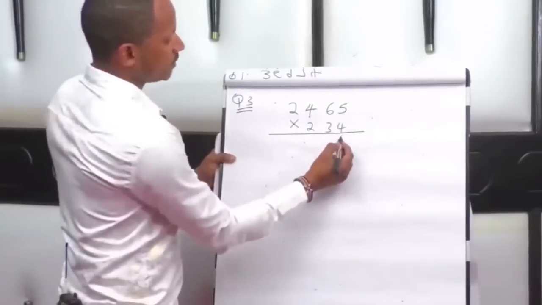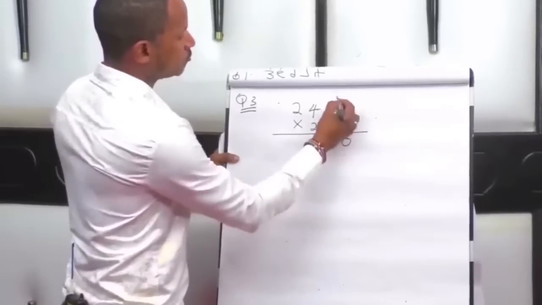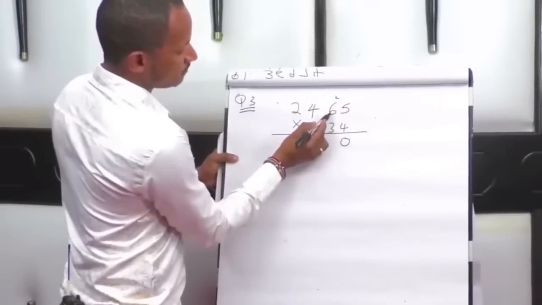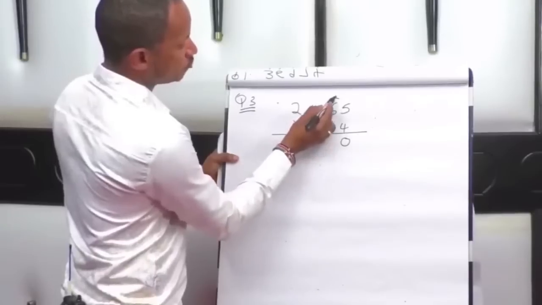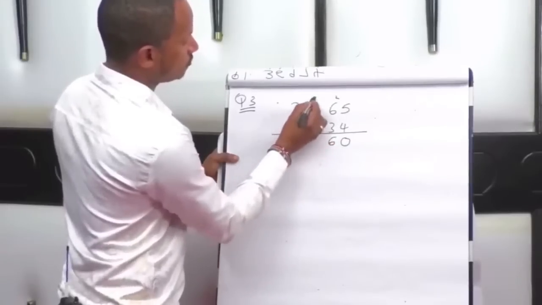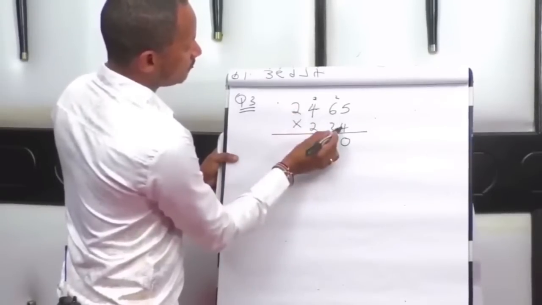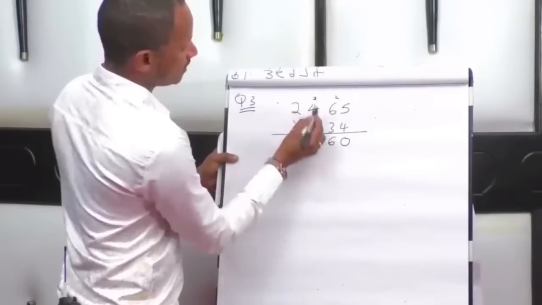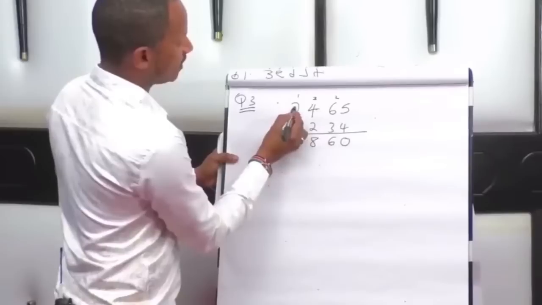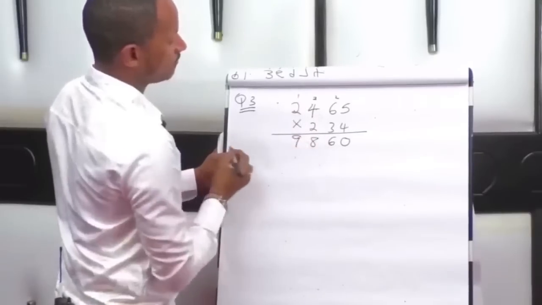So 5 times 4 is 20. 0 carry 2. 4 times 5 is 20. 4 times 6 is 24, plus 2 is 26. 6 carry 2. 4 times 4 is 16, plus 2 is 18. 8 carry 1. 4 times 2 is 8 plus 1 is 9.